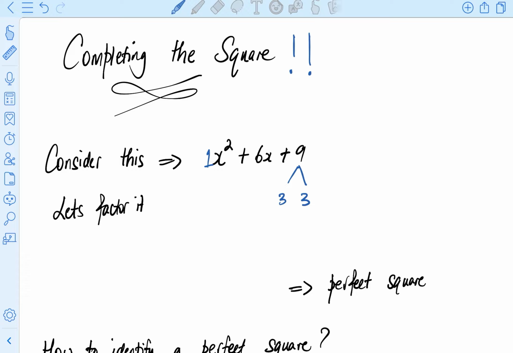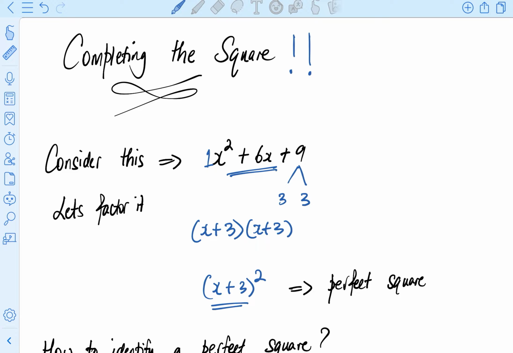So if those are our numbers, then our factors would be x plus 3, x plus 3, right? Which can be written as x plus 3 squared, because x multiplied by x is x squared, and any number multiplied by itself is also squared. Now, in mathematics, what we say is this is a perfect square, and that comes from this perfect square trinomial.